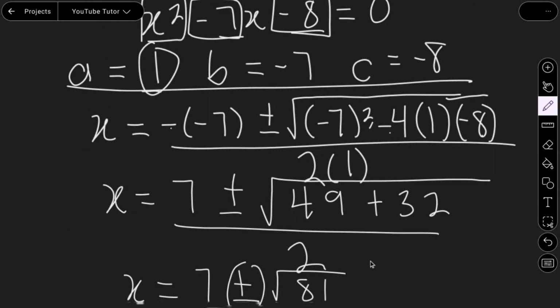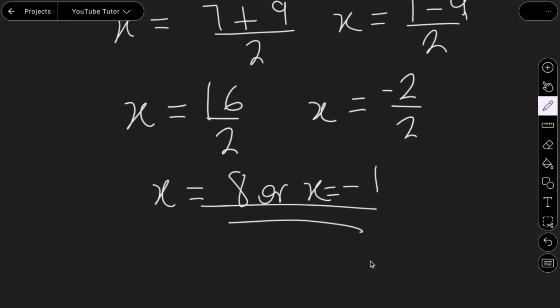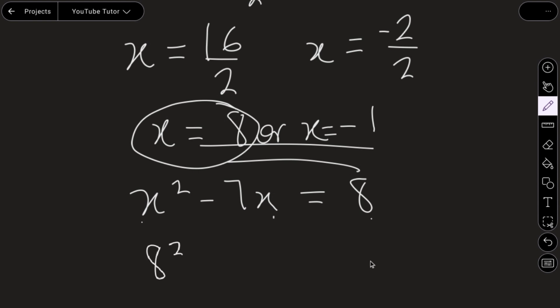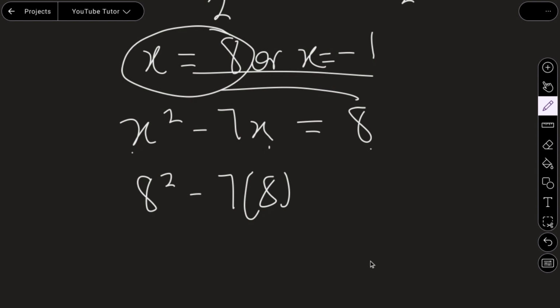The equation they gave us was x squared minus 7x, which should be equal to 8. So that means the value 8 which we got for x, when we substitute it here, we have to get 8 here. Let's see if it is true. Now we have 8 squared minus 7 times 8. 8 squared gives us 64 minus 7 times 8, which is 56. 64 minus 56 indeed gives us 8. So which means 8 satisfies the equation.